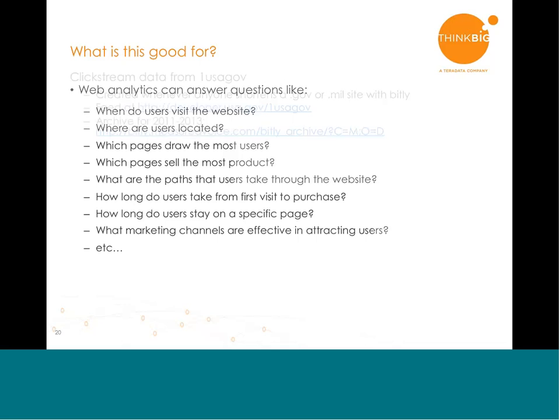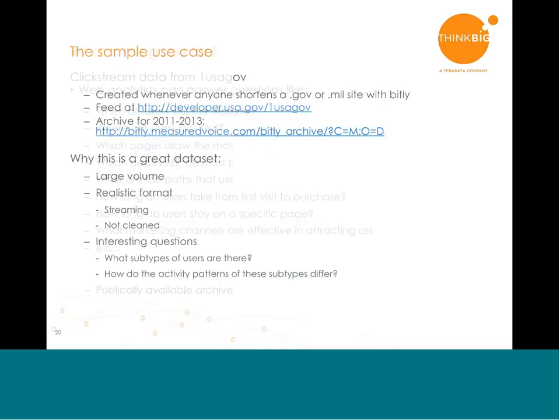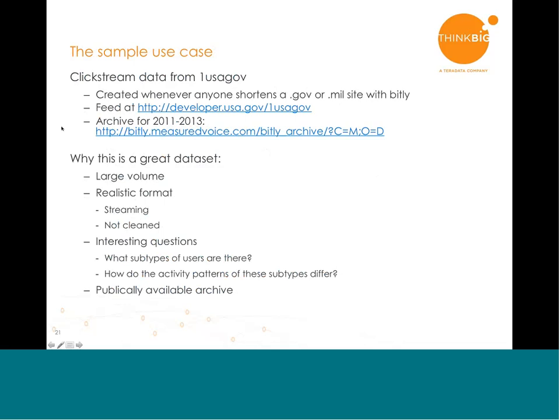So in this case, I'm going to walk through a sample use case. This is an open data source. It's Clickstream data from OneUSA.gov. Basically, anytime a person shortens a U.S. government site, that is .gov or .mil, using bit.ly, it creates a link that ends in OneUSA.gov. There's a streaming feed of everybody accessing these sites at the link here in this slide.